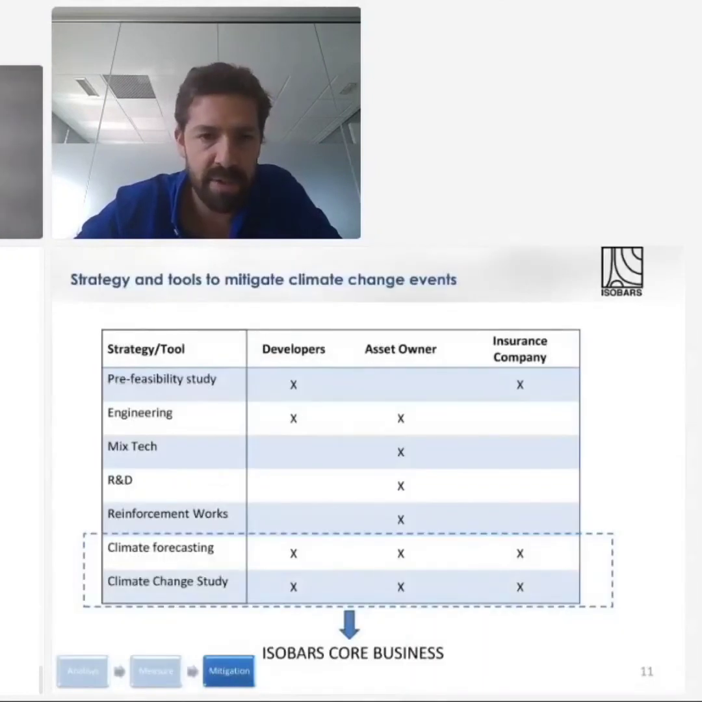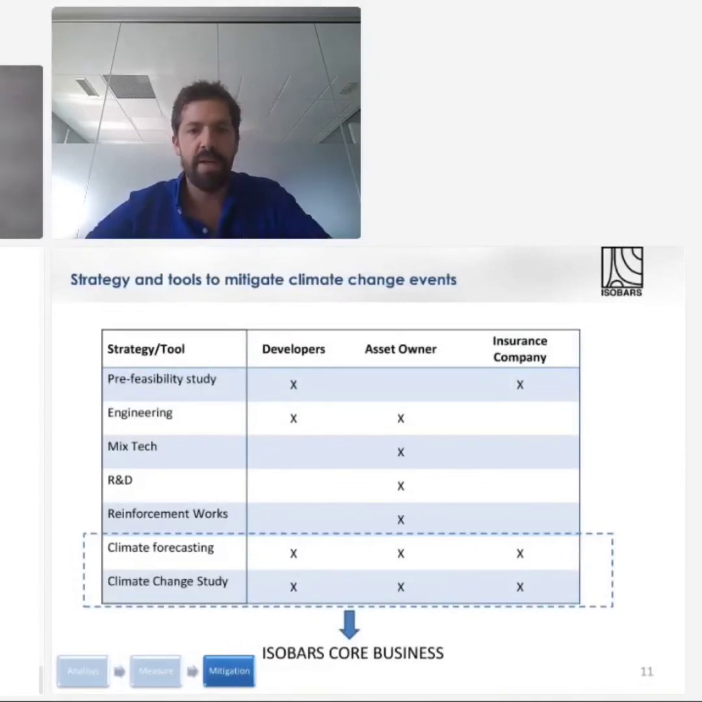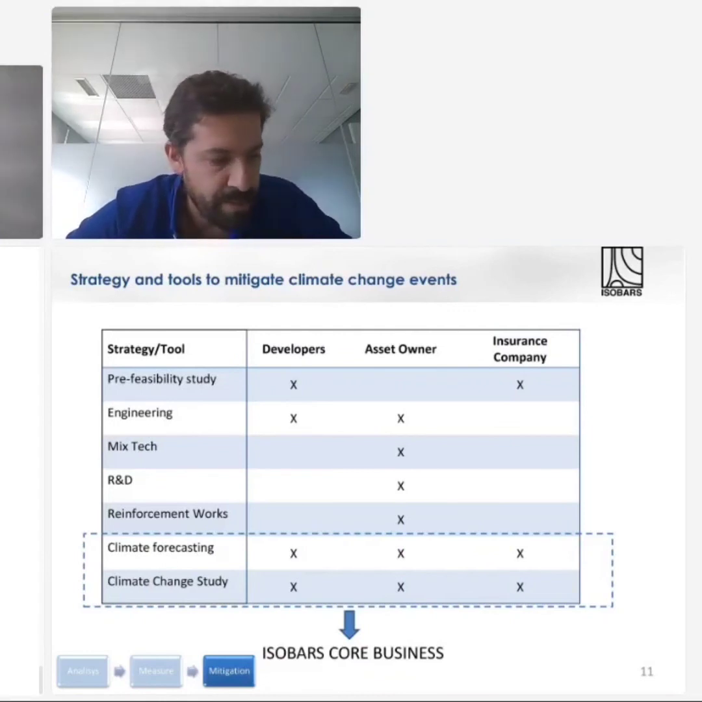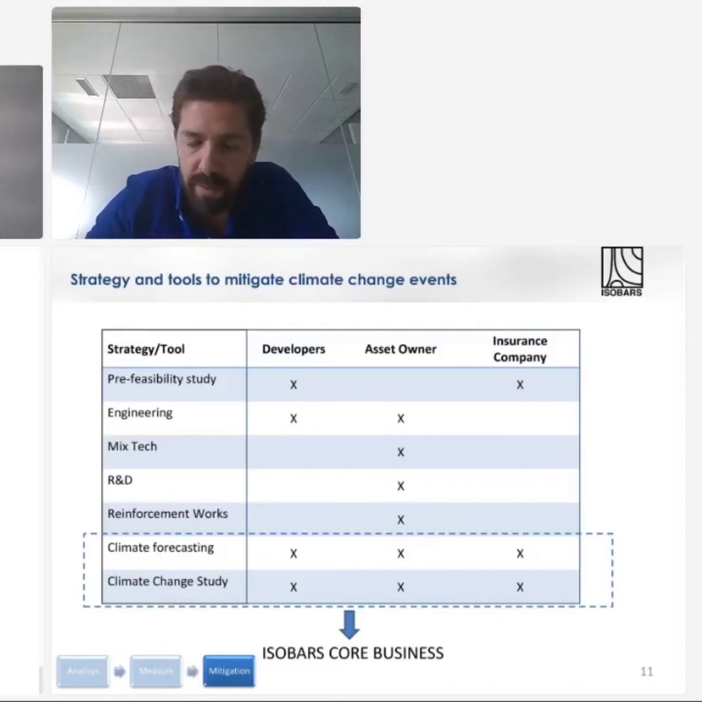And this is the strategy and the tools that they have today, the three main actors that we see in the first slide. The developers don't assume a lot of the risk because the asset owner is the one that has the biggest risk. But they need to understand the risk in order to develop a good asset. The personal studies and engineering are a big part for the developers and the asset owners. Mixed technologies are on the roof of the asset owner in order to have a mix of generation and a lower risk from the impacts.